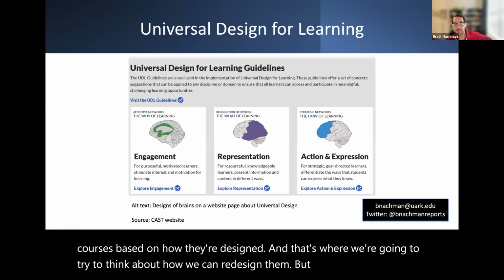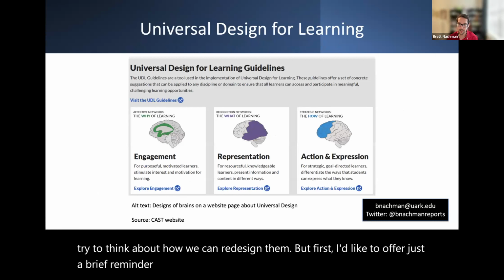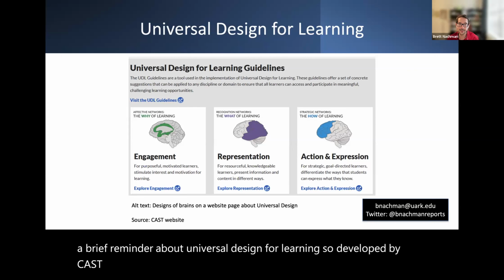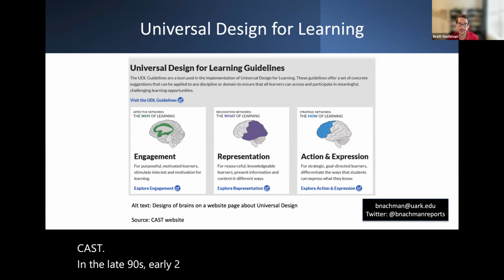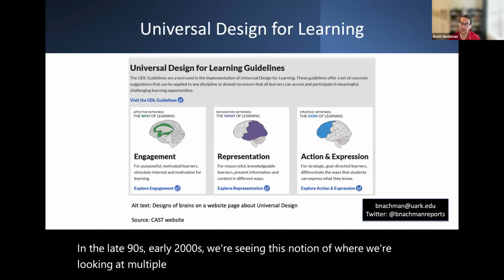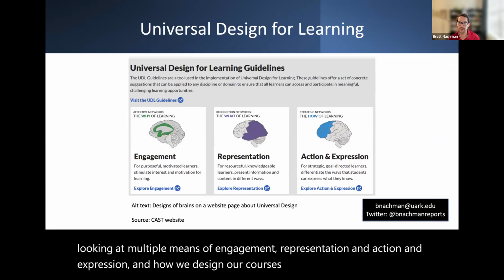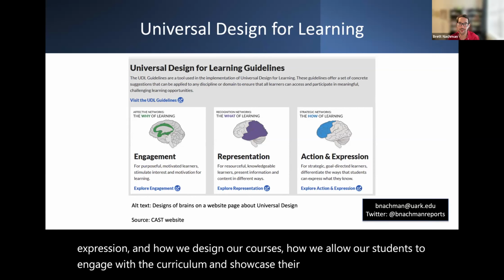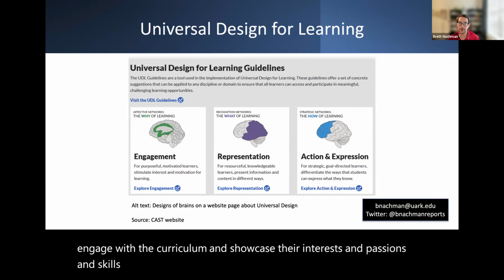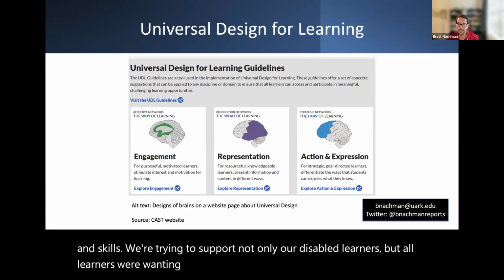But first, I'd like to offer just a brief reminder about universal design for learning. Developed by CAST in the late 90s, early 2000s, we're seeing this notion of looking at multiple means of engagement, representation, and action and expression, and how we design our courses, how we allow our students to engage with the curriculum and showcase their interests and passions and skills. We're trying to support not only our disabled learners, but all learners. We're wanting them to be the best that they can be.